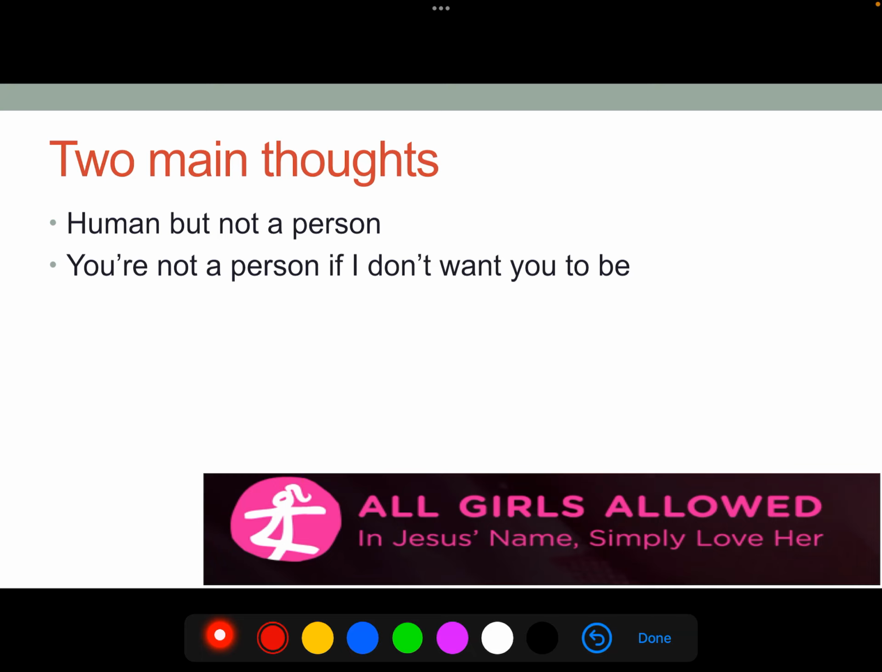And so there are two main thoughts, again, greatly simplifying this discussion. The first is that it's human, but it's not a person because it can't survive on its own outside the womb. And then autonomy: you're not a person if I don't want you to be. My body, my choice.